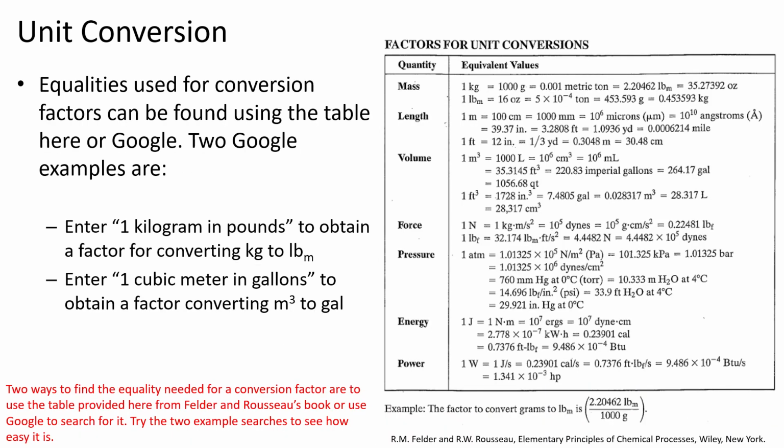2 ways to find the quantity needed for a conversion factor are to use the table provided here from Felder and Rousseau's book, or use Google to search for it. Try the 2 example searches to see how easy it is.